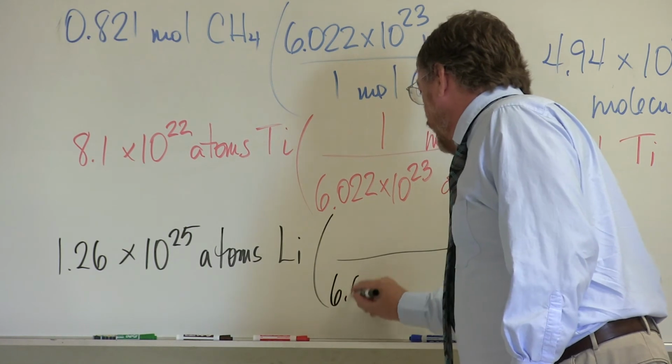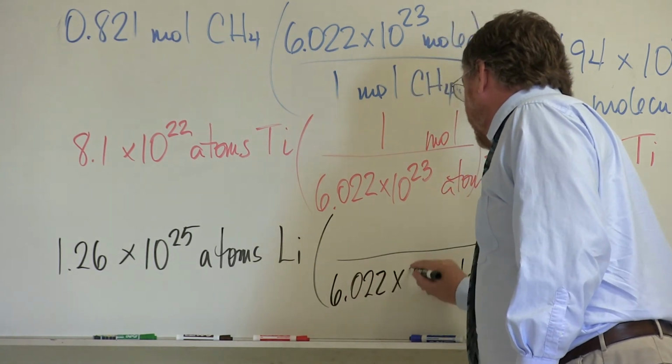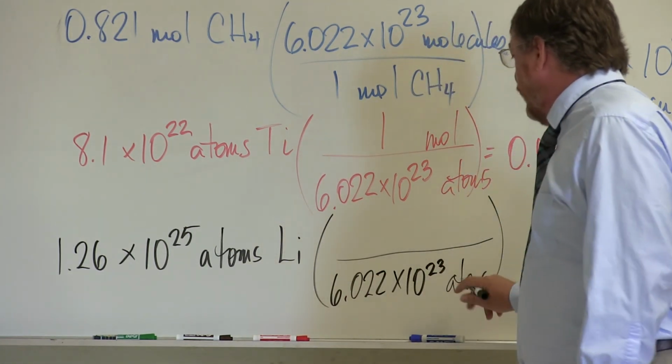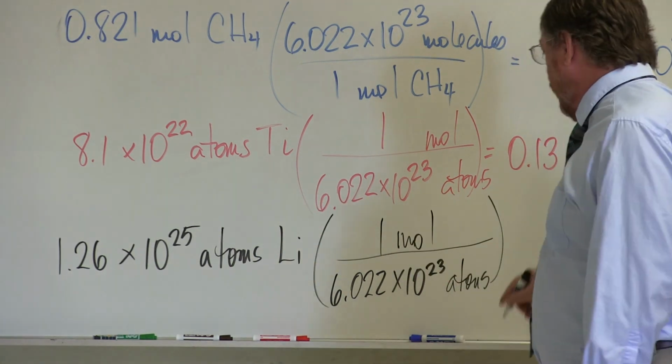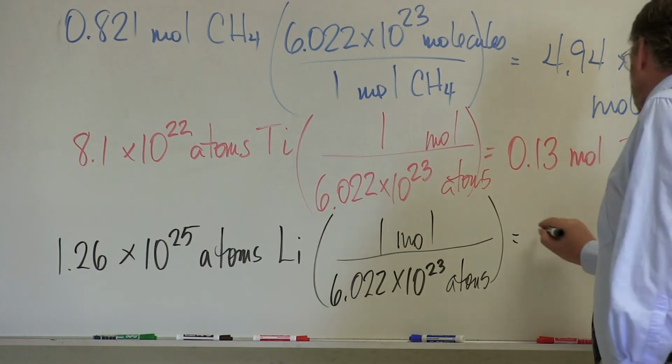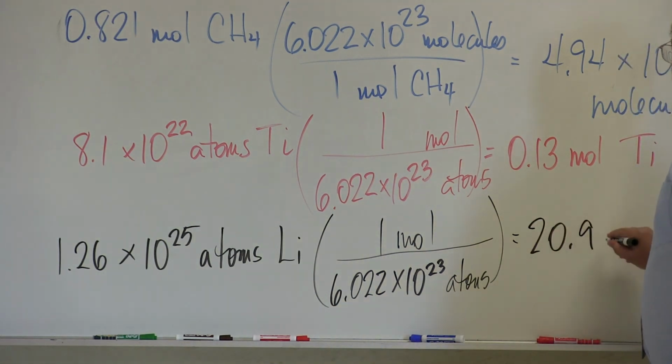We've got 6.022 times 10 to the 23 atoms in 1 mole. Punch into our calculator, and we will get 20.9 moles of lithium.